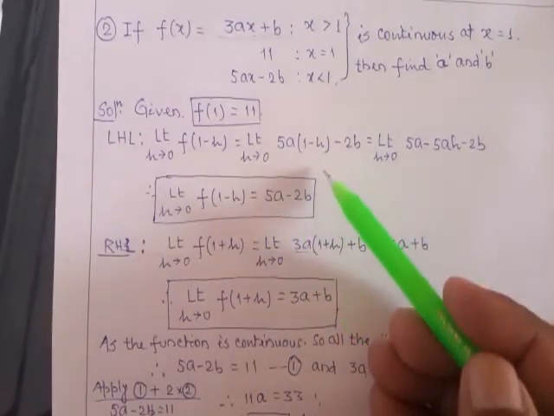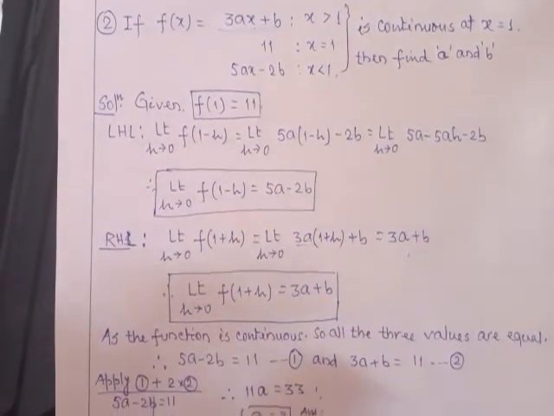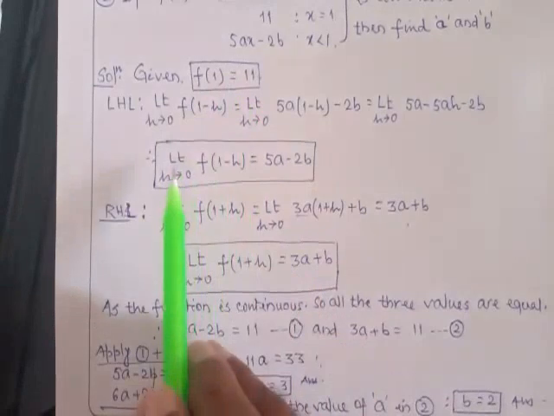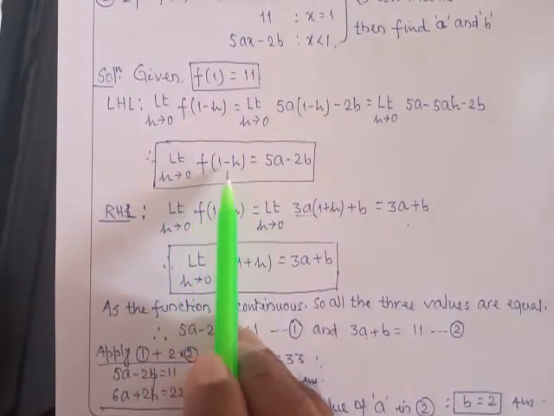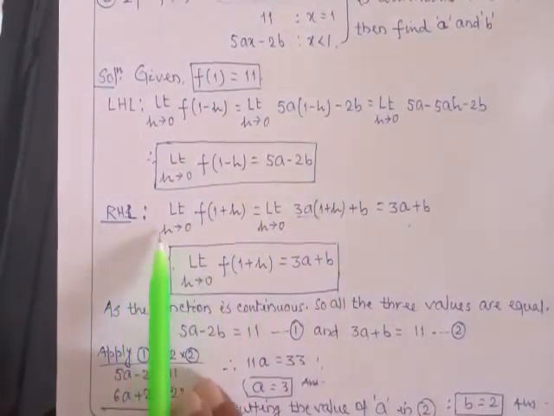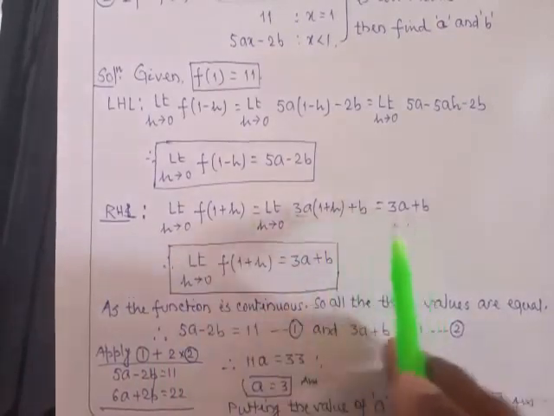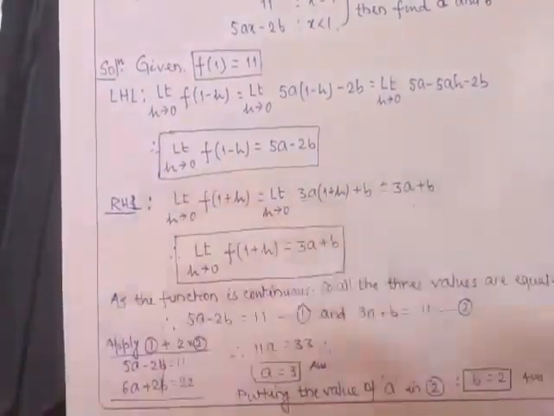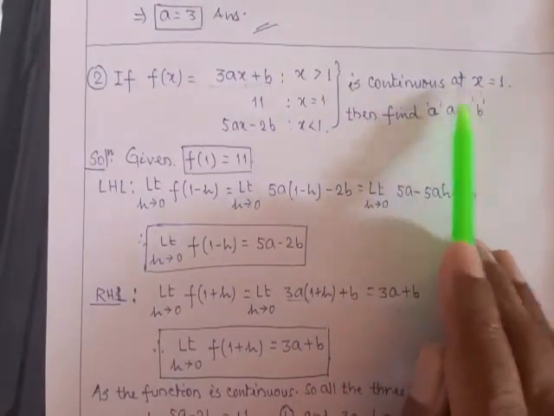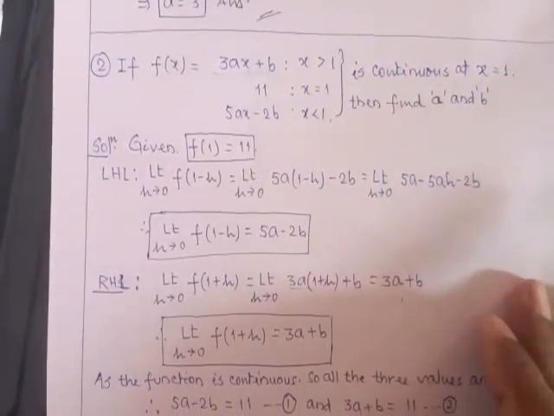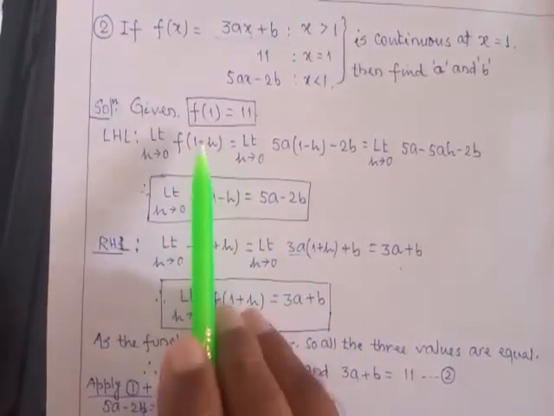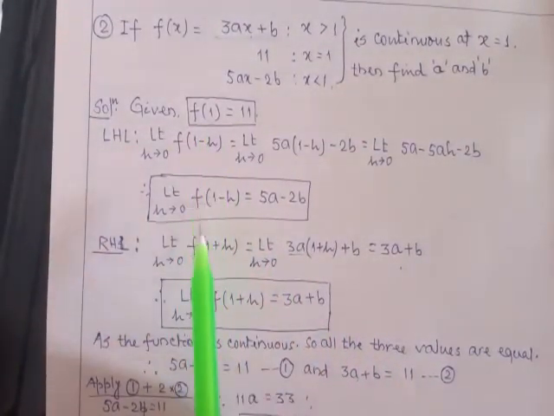So we have three values. One, f(1) is equal to 11. Another, the left hand limit f(1 minus h) is equal to 5a minus 2b, and finally the right hand limit f(1 plus h) is equal to 3a plus b. Now what is given? It is already mentioned in the question that it is continuous at x equal to 1. So all the three values should be equal. It means f(1), f(1 minus h), f(1 plus h), they all should be equal.